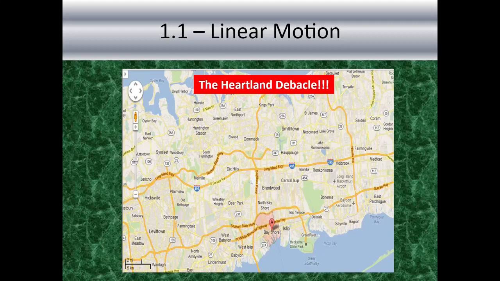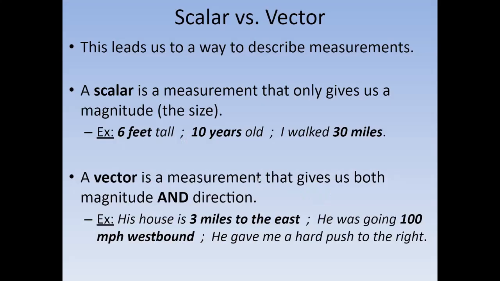Hey everyone, so this is the second lesson on kinematics, and in this lesson we're going to talk about how there are two different types of measurements that we talk about in physics, and they're classified as either scalars or vectors. So we talked about before the terms distance and displacement, how distance was essentially the measurement of an object regardless of direction, while displacement did care about direction.